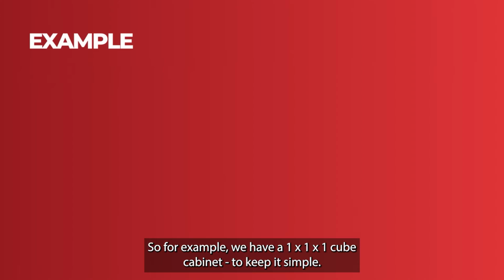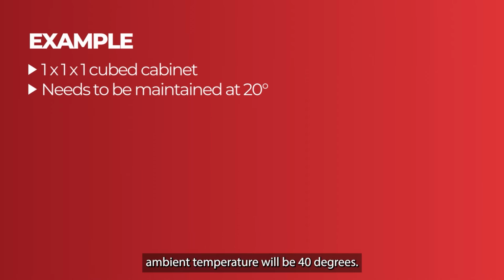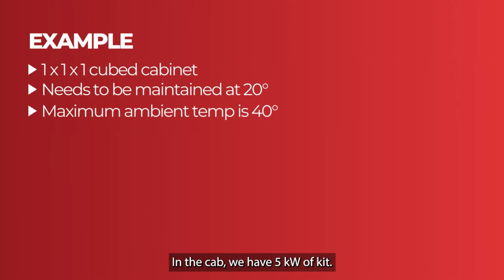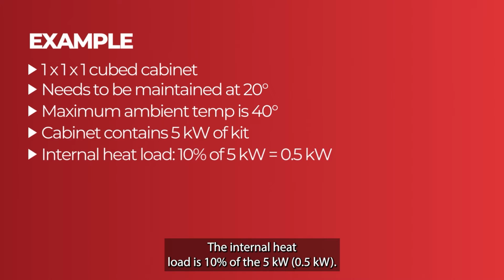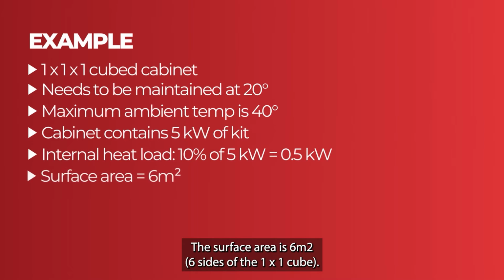So for example, we have a 1 by 1 by 1 cube cabinet, to keep it nice and simple. We want to keep it at 20 degrees and the maximum ambient temperature will be 40 degrees. And in the cab we have 5 kilowatts of kit. So the internal heat load is 10% of the 5 kilowatts of kit, 0.5 kilowatts. Surface area is 6 meters squared. We have the 6 sides of the 1 by 1 cube.